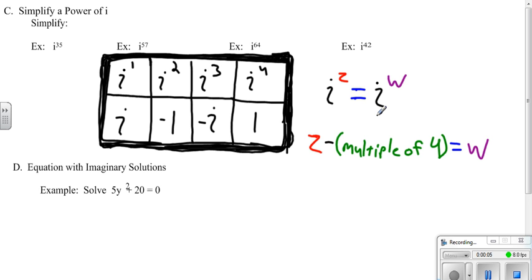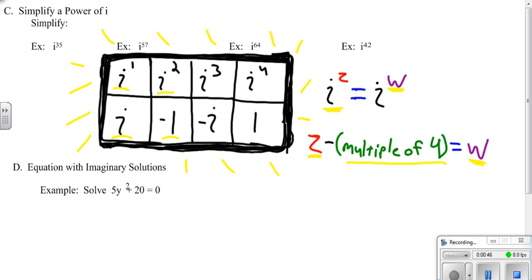In our last video, we left off talking about powers of i. I would suggest putting a table like this in your blue sheet you can use on the quizzes. Defining that i to the first is just i, and i to the second is -1, and so on. And anytime we have i to the power of z, we take z minus a multiple of 4, so 4, 8, 12, 16, any multiple of 4, and we get w. i to the w is going to be equal to i to the z.